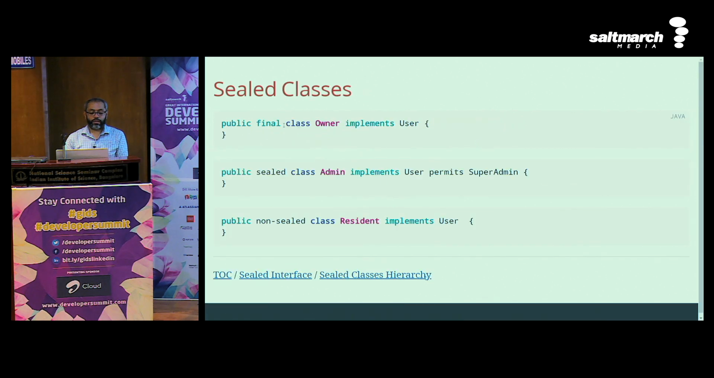So over here, this is final. Owner is a final class. Admin is a sealed class. So we got another sealed one, which is implementing the sealed interface as well, and it is only permitting super admin. So if you all remember the class diagram that was written, only super admin was actually allowed. Resident is the non-sealed class, and it implements user.